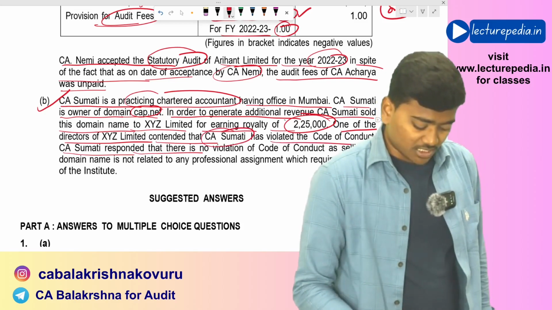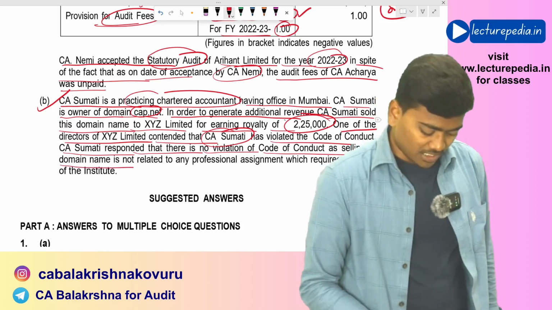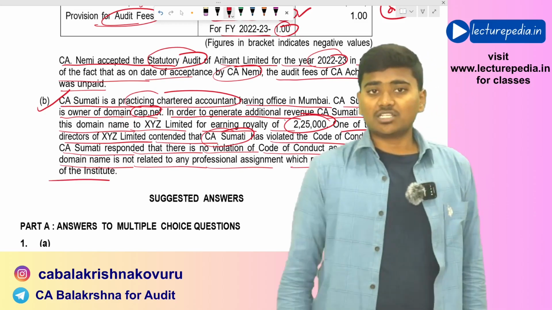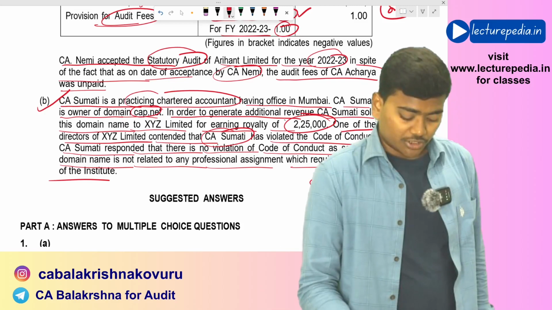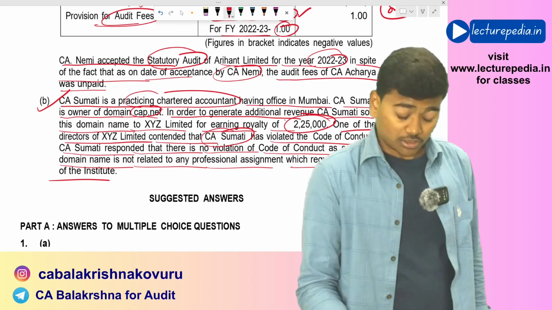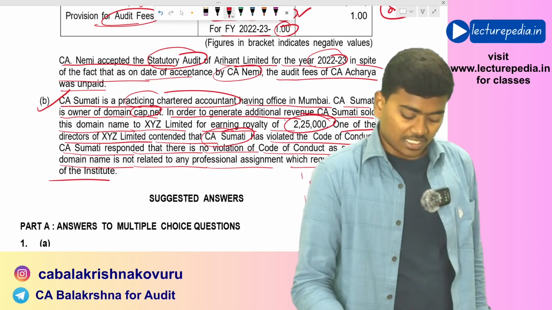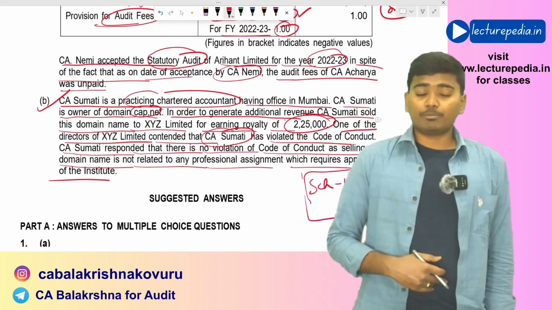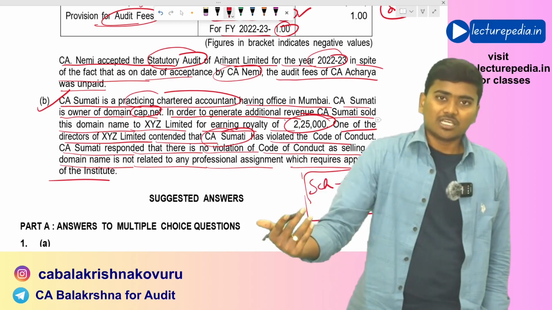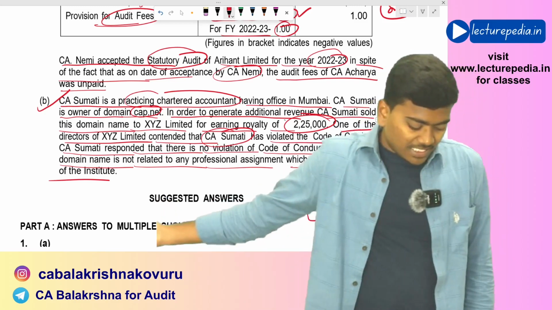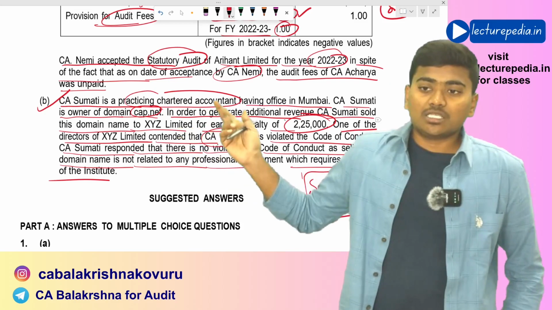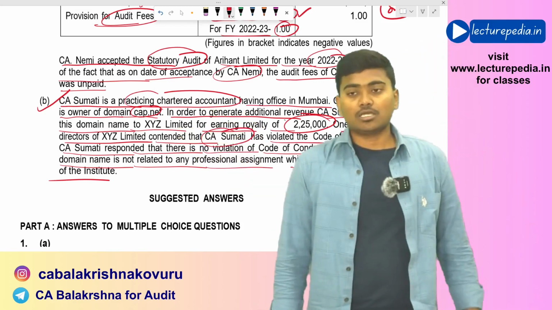CA Sumati responded that there is no violation of the code of conduct as selling of a domain name is not related to any professional assignment which requires approval of the institute. Now, if you see, as per Schedule 1, Part 1, Clause 11, you should not engage in any other business apart from being in practice without the prior permission of the institute. Now, if you see, this selling of domain is not generally permitted by the institute. So, CA Sumati, who is in practice, will be deemed to be guilty of professional misconduct.